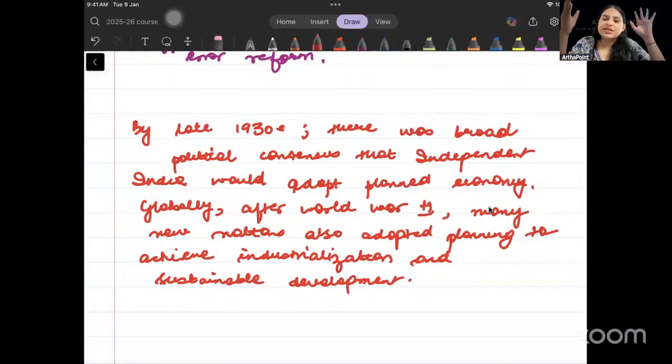So in the 1930s itself, more or less everyone in India, all political people in India knew that we are going for planning, a planned economy, right? Not dictatorship, not a market economy, but a planned economy, right? And after World War II, it was also noticed that the majority of the economies were moving towards planning, towards a planned economy, right? So given this, now write the official definition, beta. Try to write the official definition.